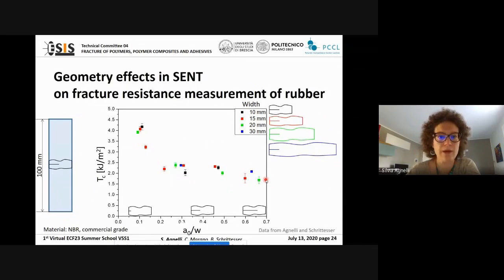Here I reported some results, real results obtained in my laboratory in a work in cooperation with the PCCL, the group of Bernd. Here we wanted to test, to verify the effect of geometry dimensions on single-edge notch tension specimens. You can see that provided that the height of the sample is much higher than the width, we have no effect of the width. The main effect is provided by the notch length. When it's too short or too long, we think that border effects are coming into play.